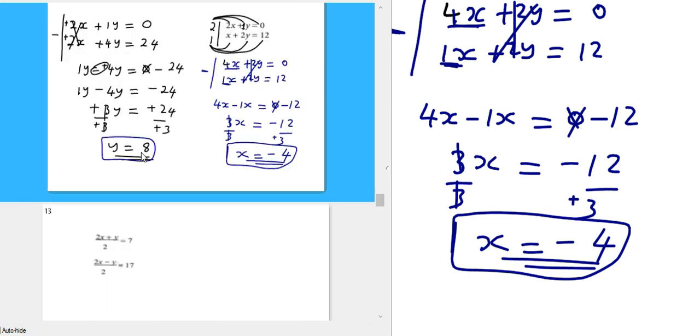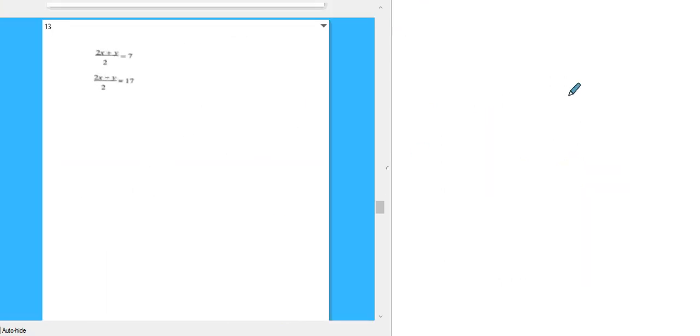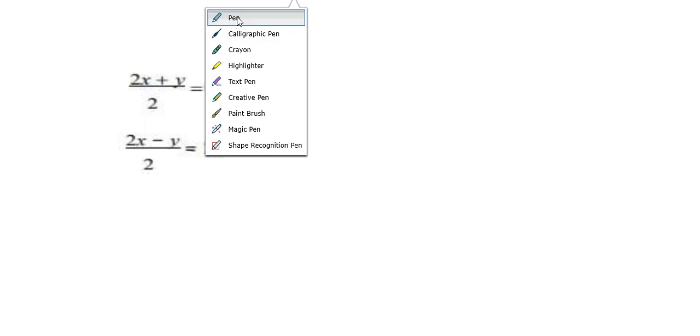Then let me go to the next page. The next page is all about fractions. Let me copy this. Let me proceed with the elimination method, but we have some fractions. I will show you how we do that.